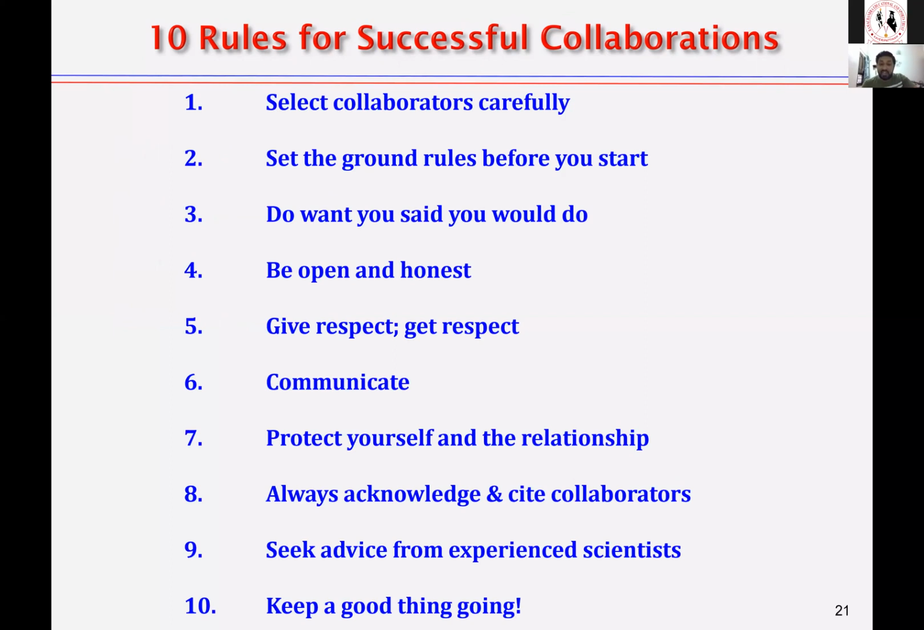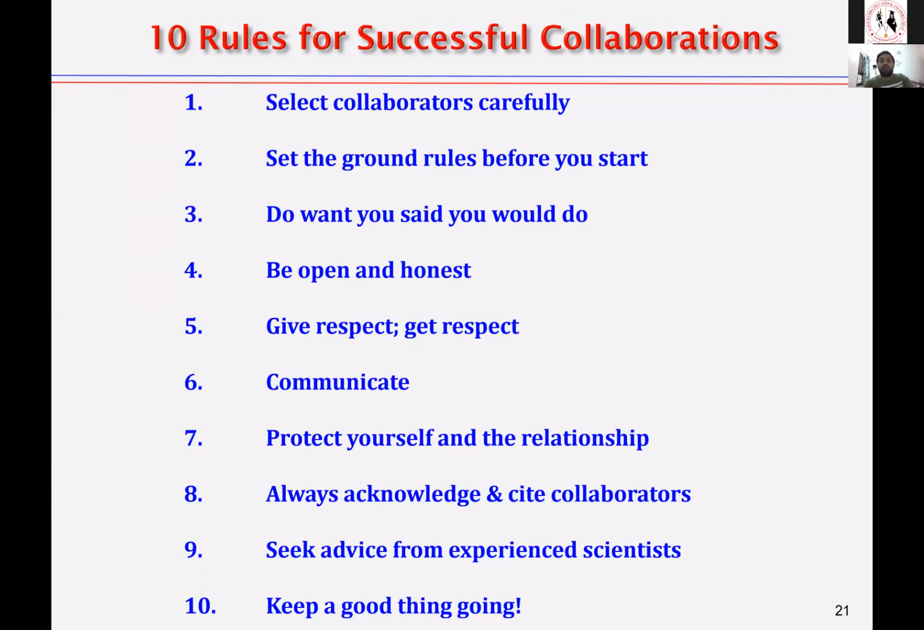Don't be in a hurry. Take your own time and select your collaborator very carefully. Understand your limitation. Don't collaborate with so many people at a time. Your interests need not be exactly overlapping, but they should be contemporary. Set the ground rules before you start. Tell clearly what credit the collaborator will get, what you will get, and how you will proceed further. If possible, put it in writing.